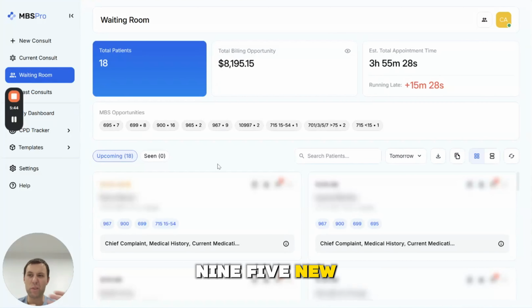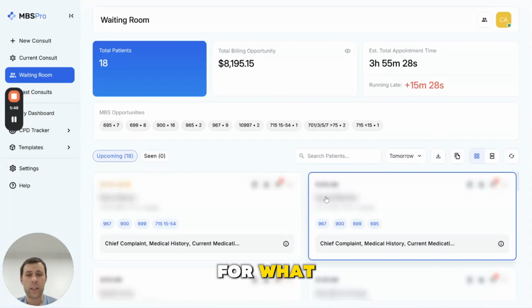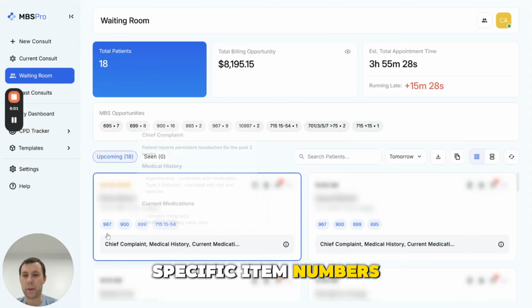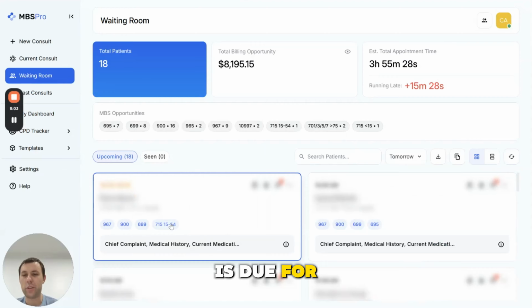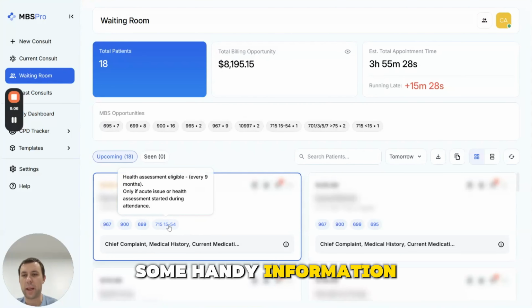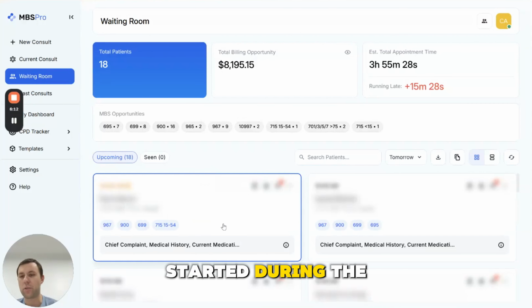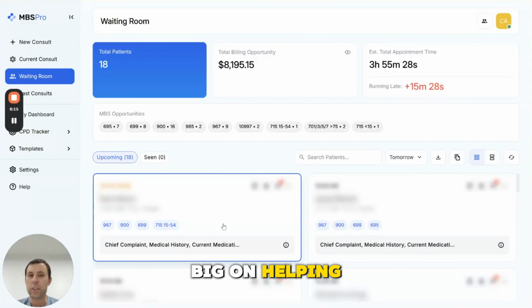That's a 695 new item number. So it lets you know which of the patients are due for what, and then we've got the pre-consult that'll say the patient's coming in for their diabetes, needing some scripts. These are the specific item numbers that the patient is due for. We also provide some handy information. You can bill a 23 with it, but only if your acute issue or health assessment started during the attendance. So we're really big on helping GPs figure out the MBS, optimizing it to enable you as the GP to provide really great care to your patients.